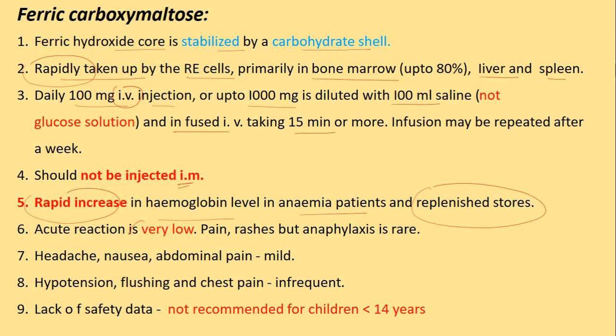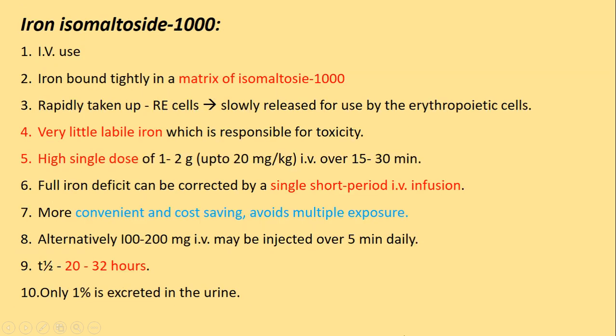And acute reaction is very low because of their low immunogenic reaction, and it can cause pain and rashes at the site of injection. The anaphylaxis reactions are very rare. Sometimes it can cause mild abdominal pain, nausea and headache, and infrequently it has caused hypotension, flushing and chest pain. And one more thing you have to remember is, because of the lack of safety data, they are not recommended for use in children below 14 years of age.